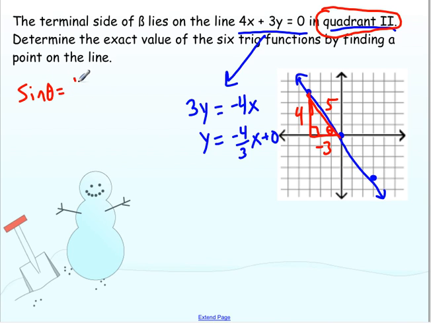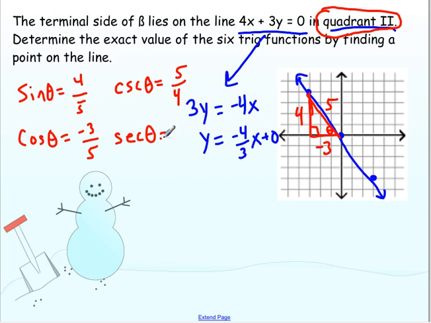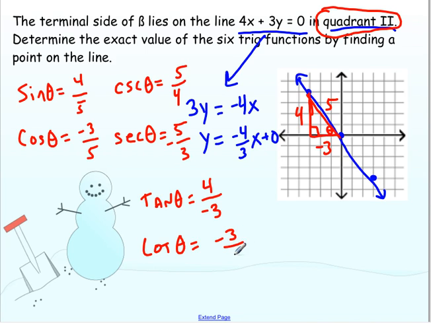Sine would equal opposite over hypotenuse. Cosecant is the reciprocal of that, so flip it. You're going to get 5/4. Cosine is adjacent over hypotenuse, so negative 3/5. Secant is the reciprocal of cosine, so flip it and you get negative 5/3. Tangent is opposite over adjacent. Cotangent is the reciprocal of that, so just flip it and you get negative 3/4.